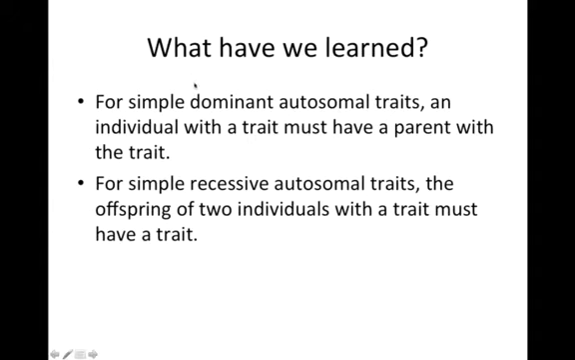Okay, so what have we learned? We said that for a simple autosomal dominant trait, an individual with a trait must have a parent that has that trait, whereas for a simple autosomal recessive trait, the offspring of two individuals that have a trait must have the trait. Thanks very much.